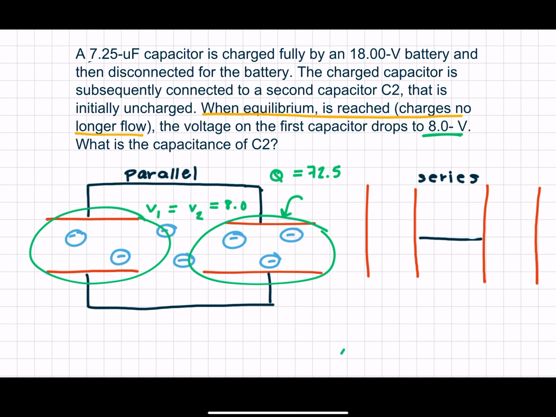So now we know Q, we know V. Now we can just use our equation and solve for the capacitance of the second capacitor, which would be 72.5 divided by 8, and that gives us 9.1 microfarads. And that's our final answer.